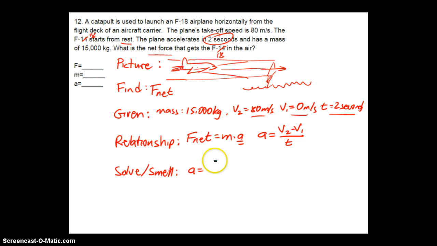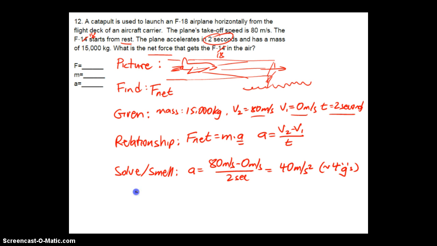That's going to be, our acceleration is going to be 80 meters per second minus our 0 meters per second over, and how long did it take? 2 seconds. Let's see, our acceleration here is going to be 40 meters per second squared. Pretty quick. We'll soon learn that that's a value of about 4 G's. Probably heard that term before.